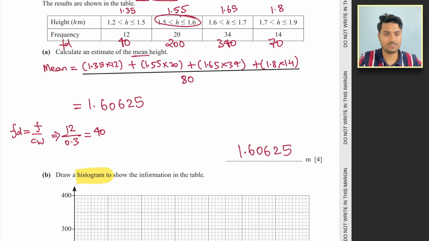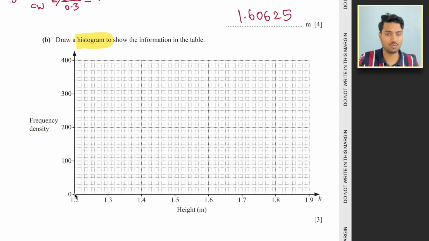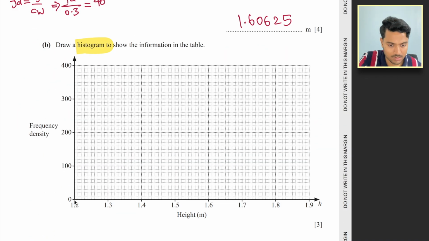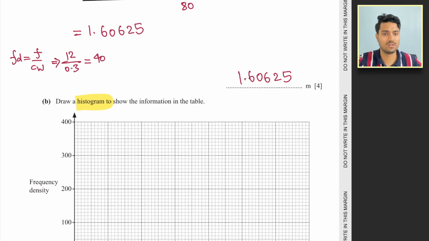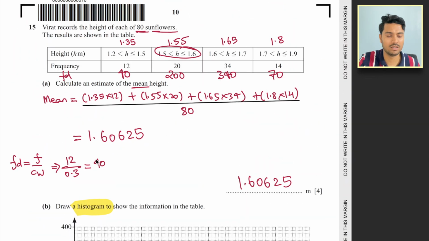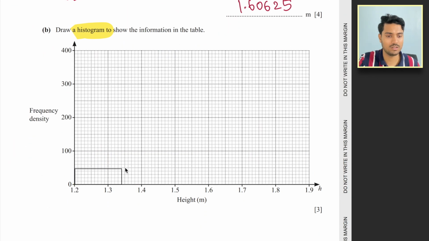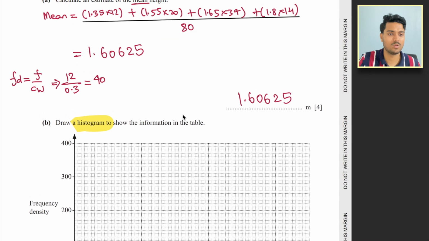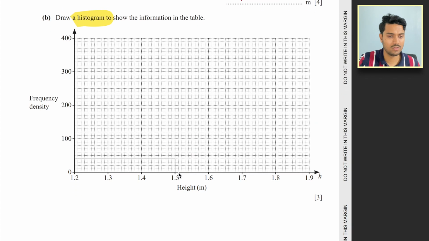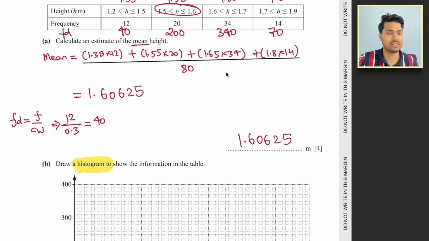We have to draw the histogram. So 1.2 to 1.5, it's 40. The first one is 40 till here. Second one, 1.5 to 1.6, is 200. Let's check where 200 is. 200 is here. Also write down the values. This is going to be 40. This is going to be 200. Third one, 1.6 to 1.7, 340.